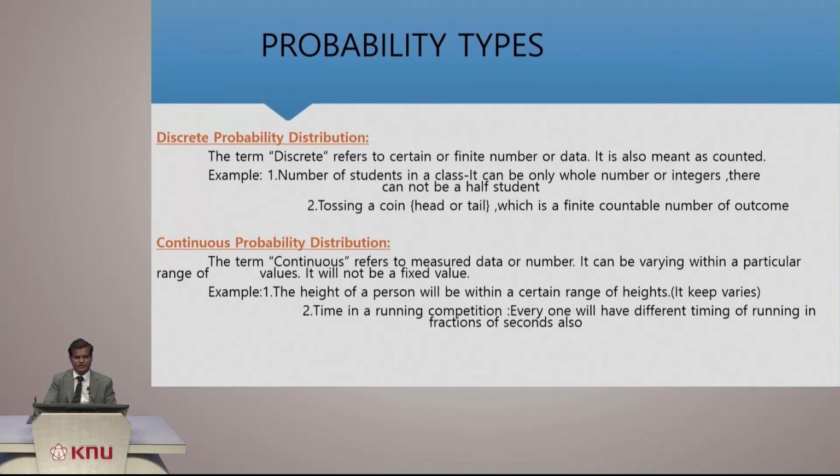As for the types of probability distributions, there are 2 important types: the discrete probability distribution and the continuous probability distribution. As the word discrete suggests, it refers to a finite number of data that can be counted easily, like the number of students in a class or tossing a coin. These have a finite number of outcomes. Whereas continuous data refers to measures or numbers that vary continuously. For example, height, weight, and time are continuous.